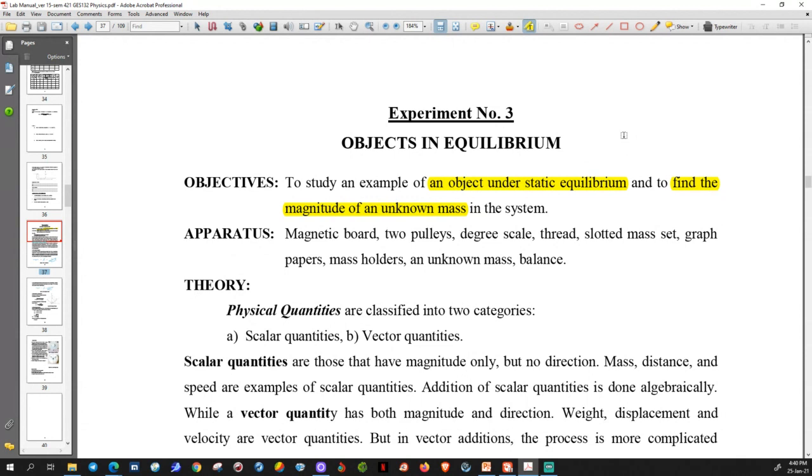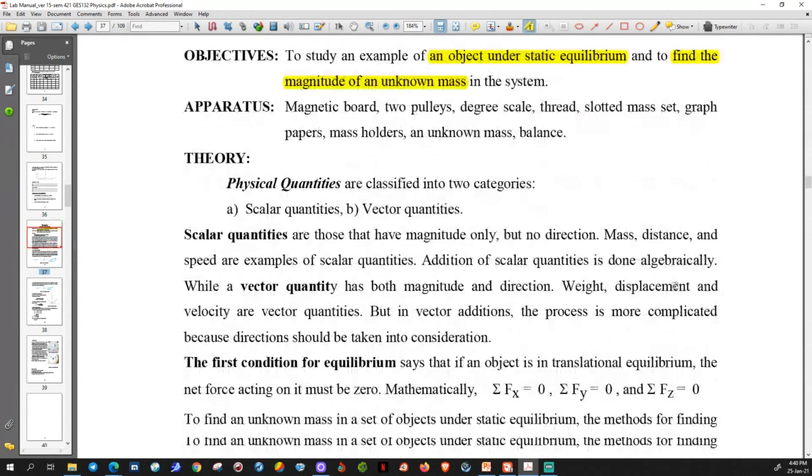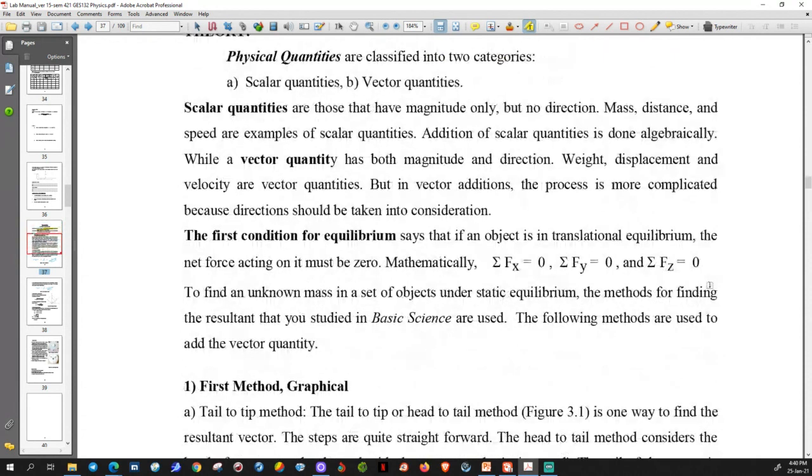In physics, quantities are divided into 2: the first is scalar quantity, and the second is vector quantity. The difference between them is simple. A scalar quantity is a quantity that has only magnitude, no direction. Only magnitude means just a number. For example, 5 kilograms, or more accurately, my mass, 65 kilograms.